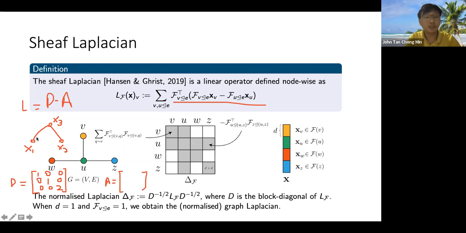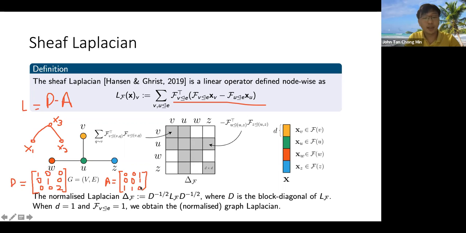The adjacency matrix is given by X1 connected to X3 only, right? So it's like that, 0, 0, 1. X2 is connected to X3, so it's 0, 0, 1. And X3 is connected to X1 and X2, so it's 1, 1, 0.